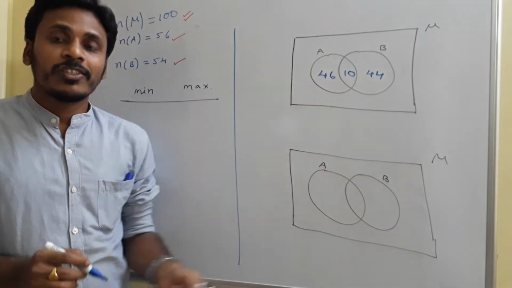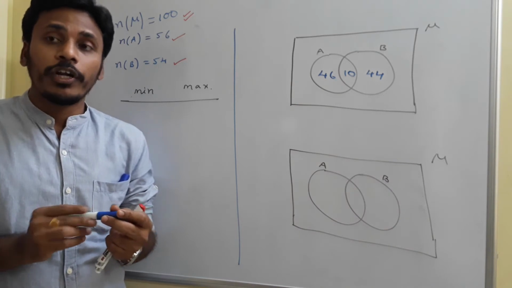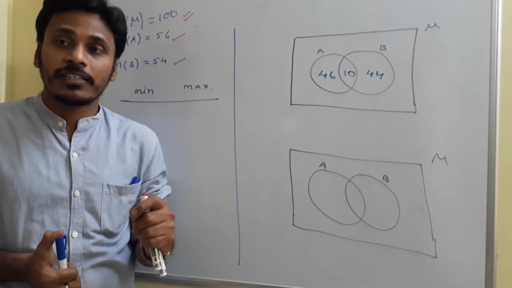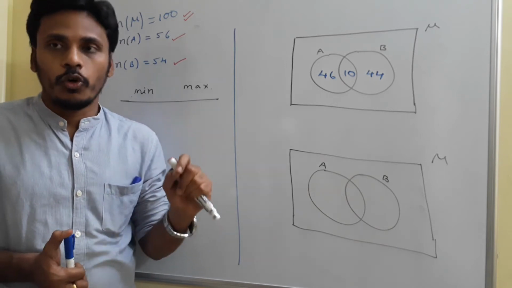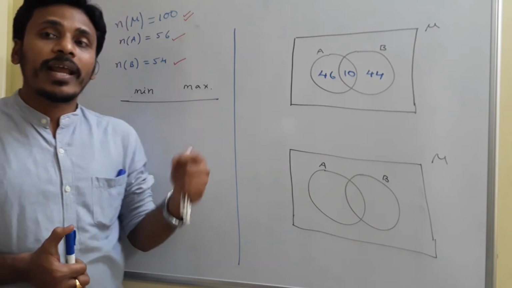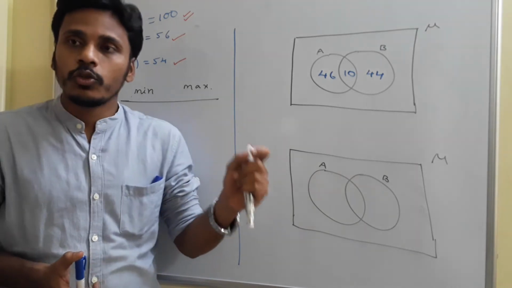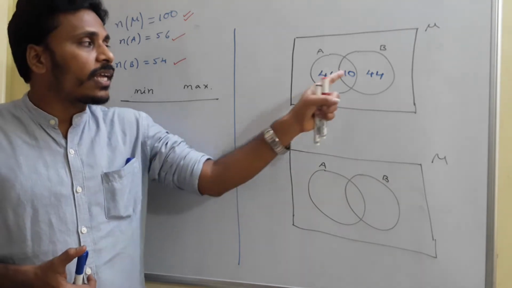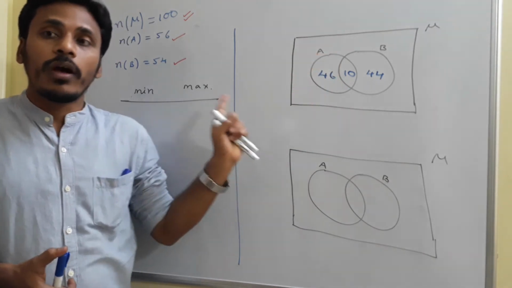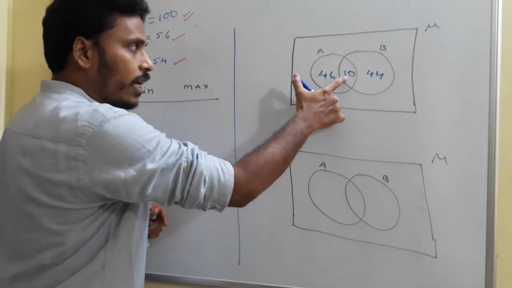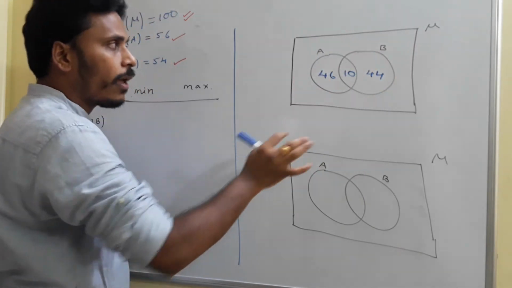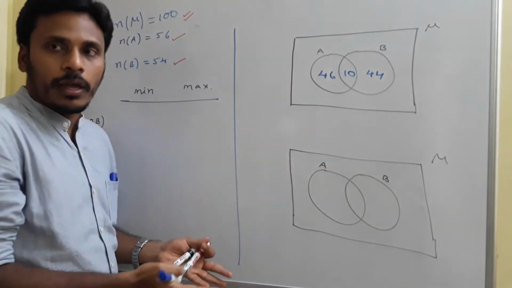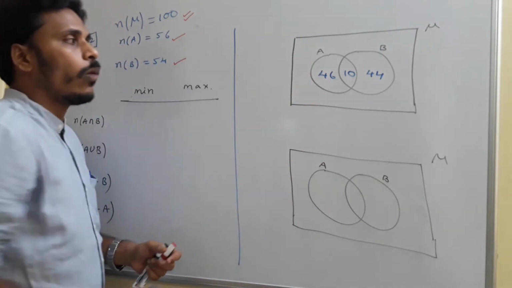Is it clear? For the last problem, 22A, the minimum possible value of A intersection B, we thought of as 0. But in this case, 0, 1, 2, 3 are all not working. 10 is the minimum possible value. If I take it as 10, then everything is okay: B contains 54, A contains 56, and the universal set contains 100. So the minimum possible value is 10.